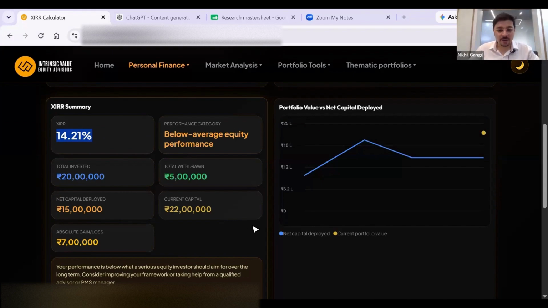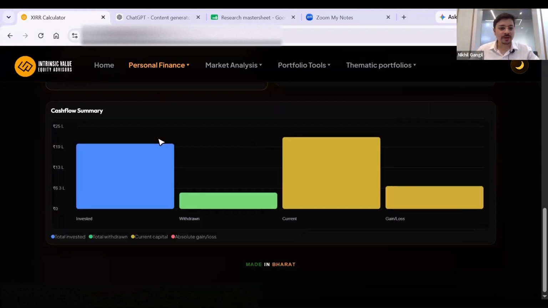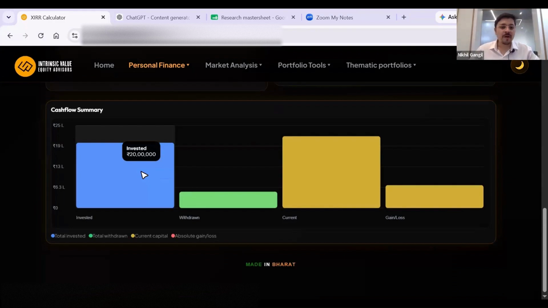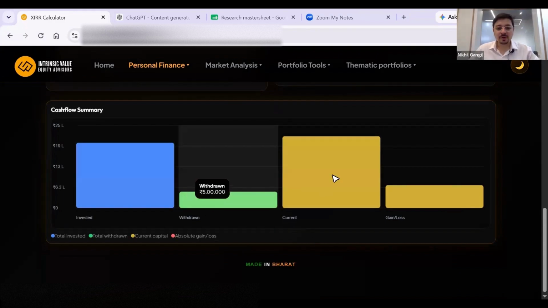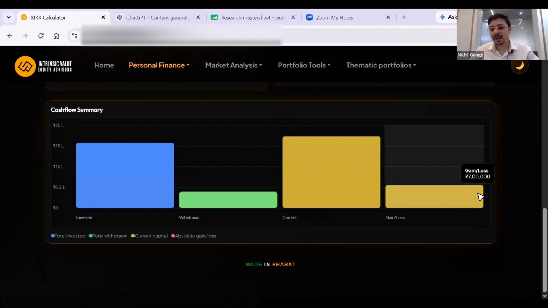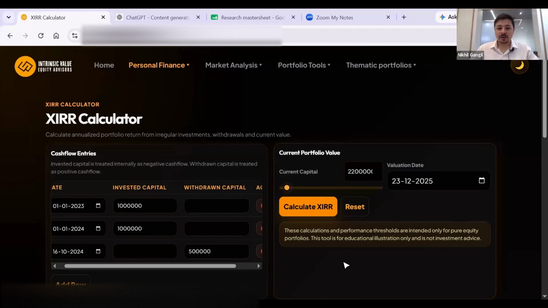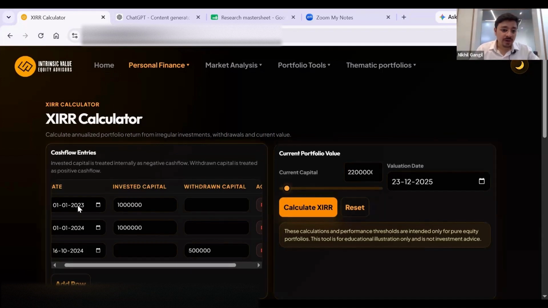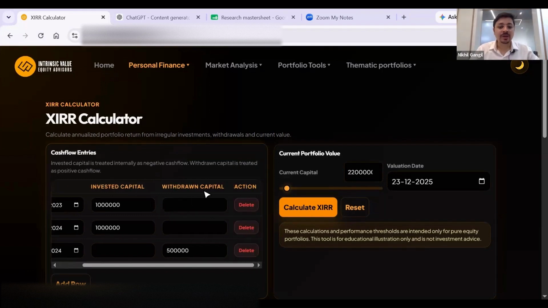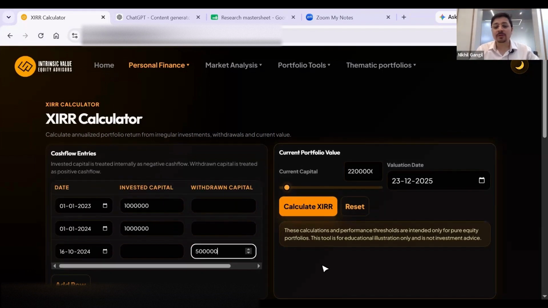So below that, you can see the notes also, and this is also cash flow summary. This is what you have invested. This is what you have withdrawn. This is the current amount, and this is the gain and loss that you have done, right? This is going to be one of the best XIRR calculators that you will use in the whole market, I would say, because people do not have XIRR calculators, right? You can put your date, you can put invested capital, and you can put the withdrawn capital that you have done, and you will find out your XIRR that you have generated over the years, right?